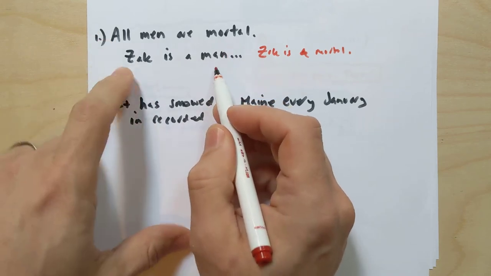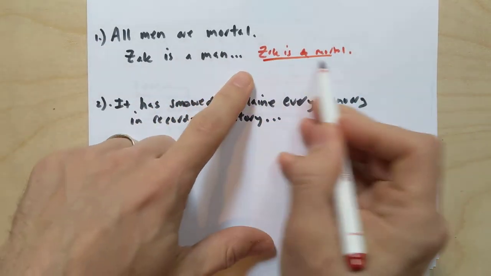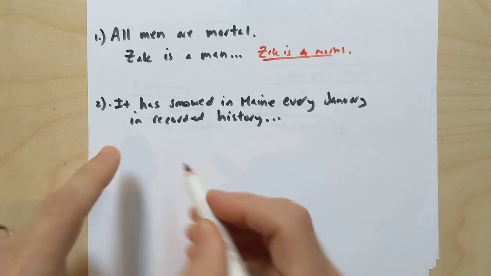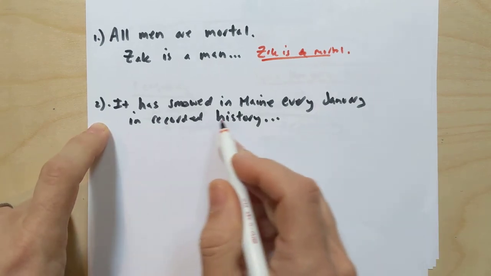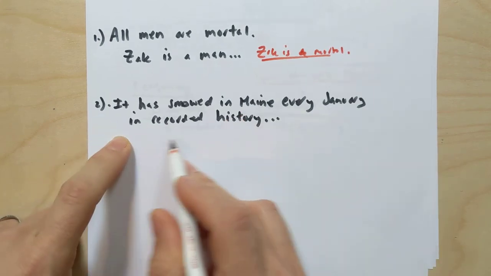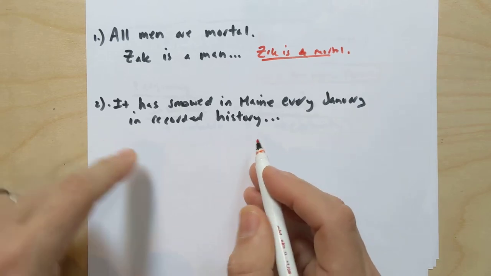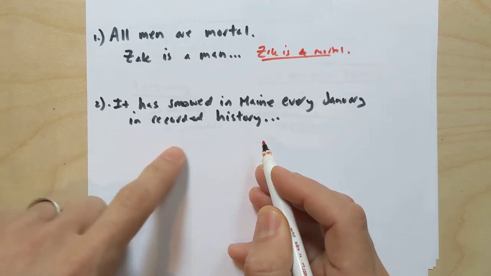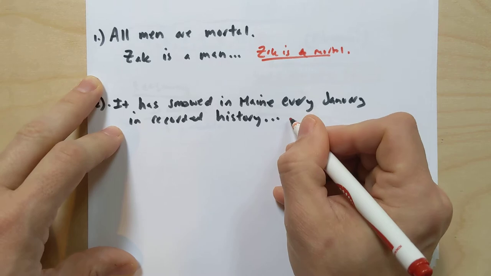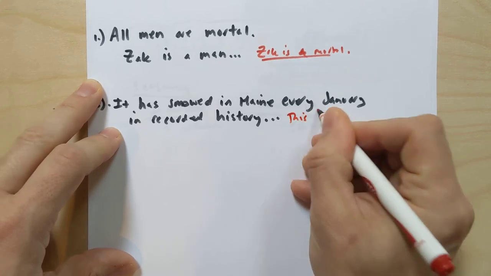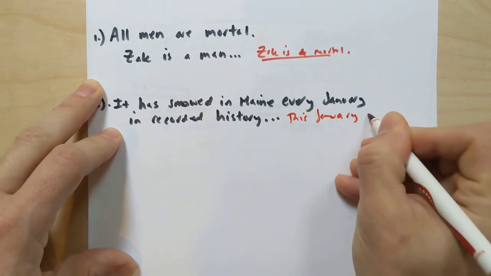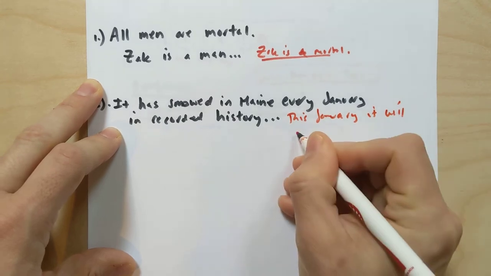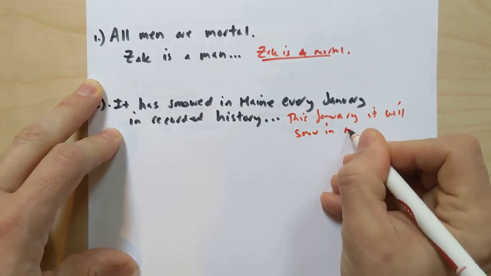But if it's true that all men are mortal and Zach is a man, you're absolutely guaranteed that Zach is immortal. Let's look at the second statement. It has snowed in Maine every January in recorded history. What does this make you think? Well, it could make you think a couple of things, but perhaps you're going to think this January, it will snow in Maine, right?